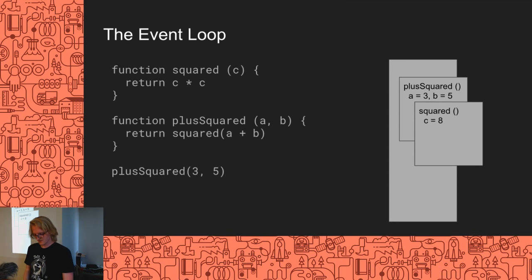This is more complicated, but the same general idea. We've called my super useful function plus squared, which is just going to add two numbers together and then square them. So plus squared goes on to the stack first, and then the squared function that's later called in plus squared goes on to it next.